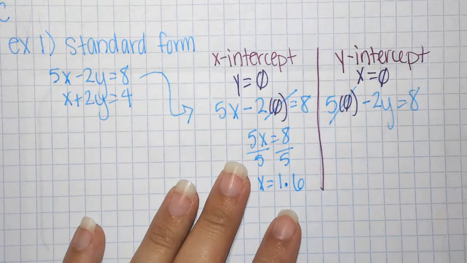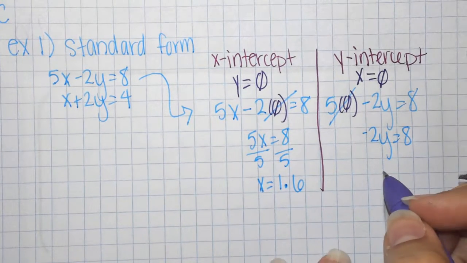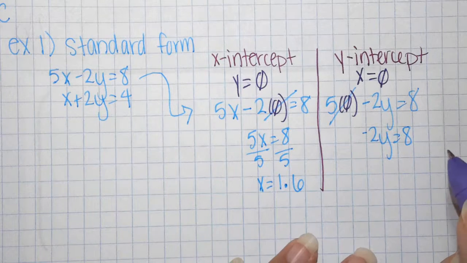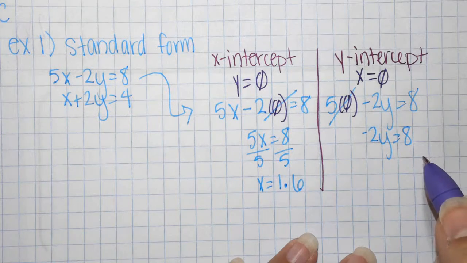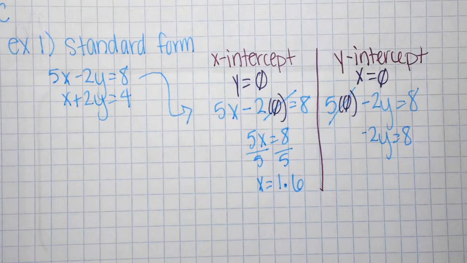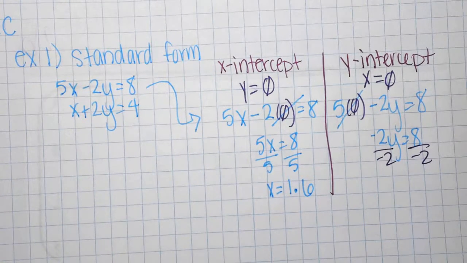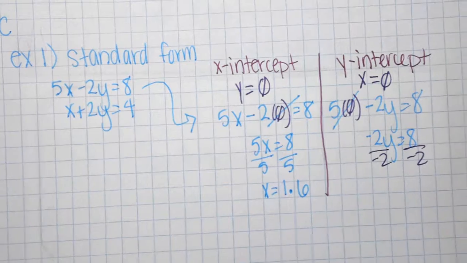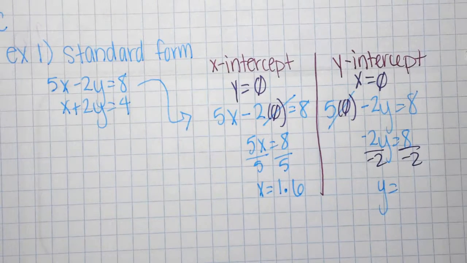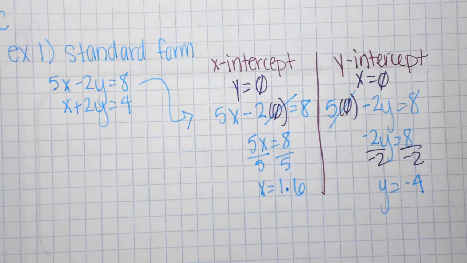5 times 0 cancels, and you get negative 2y equals 8, divided by negative 2. Now, Alexis, can you tell me what to do from here? Divide by what? Look at the board. Negative 2. Okay. Are 2 and negative 2 the same number? No. Alright, and what's 8 divided by negative 2? Negative 4.